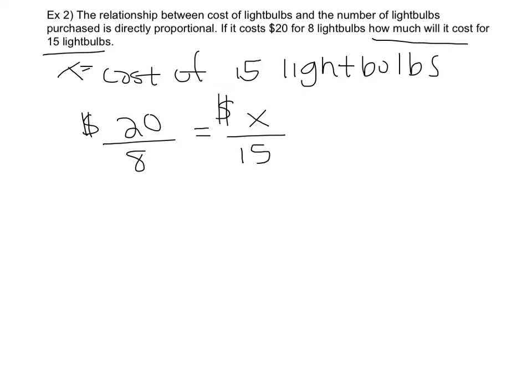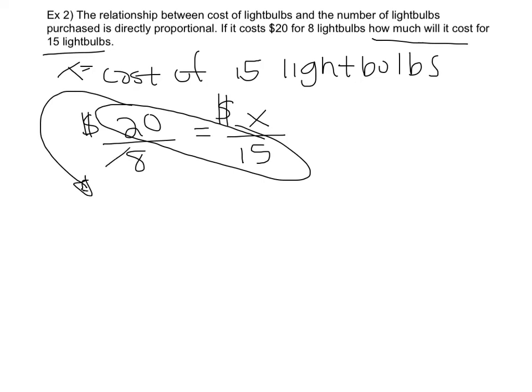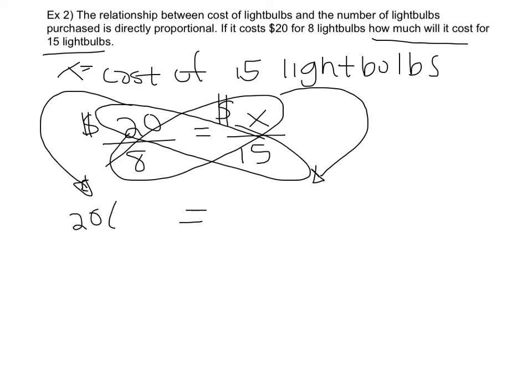Now that my proportion's set up, I can go ahead and use my cross products to solve. So once again, numerator of one fraction times the denominator of the other will equal the denominator of one fraction times the numerator of the other. On the left side of the equation, I'm going to have 20 times 15, and on the right side, I'll have 8 times x. I went ahead and simplified both sides of my equation, and now I just need to solve.